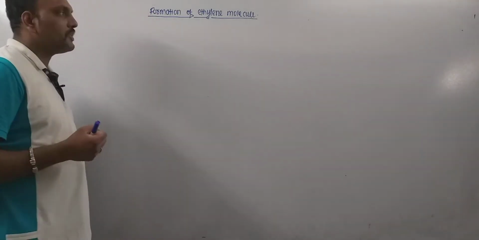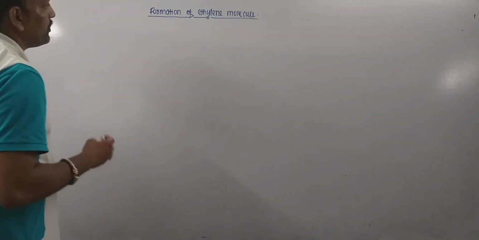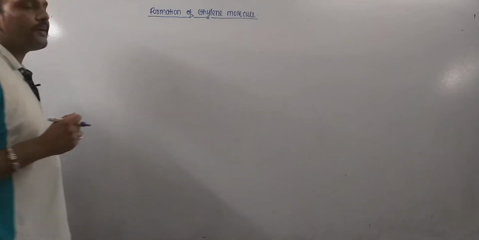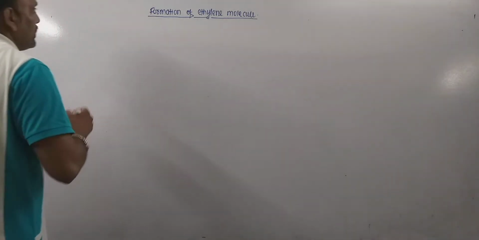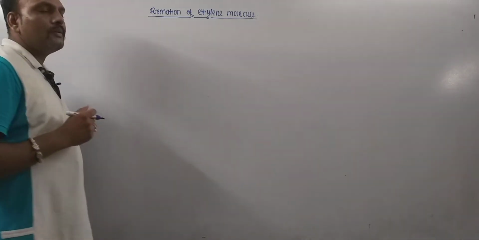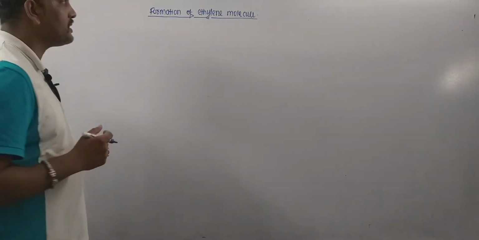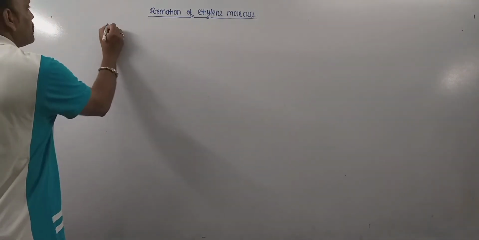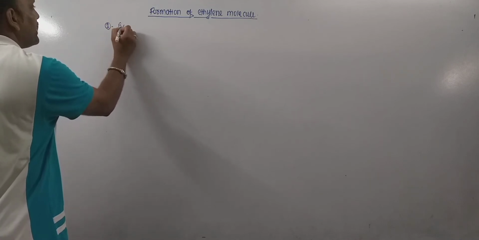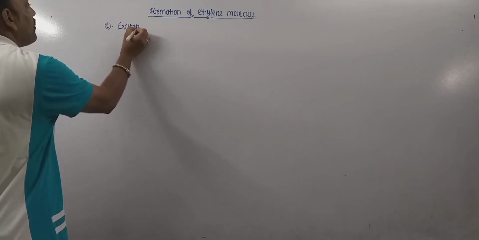So let's discuss the formation of ethylene molecule. In ethylene, the central atom is carbon. We know very well the very first step involved in the process of hybridization is formation of excited state. So the very first step is the excitation of carbon.